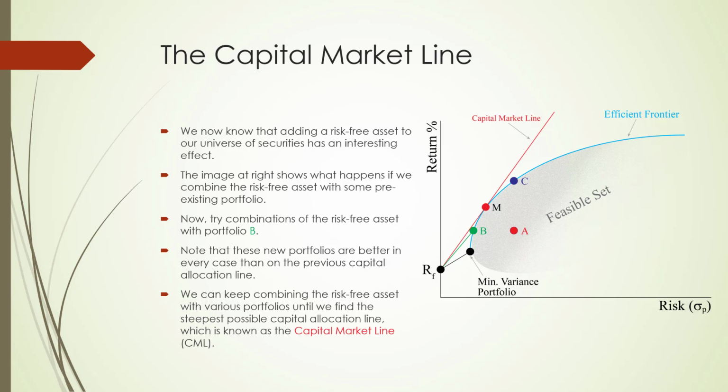And because of that, as we'll see in a second, all investors would want to own a portfolio somewhere on the capital market line. Notice also that portfolios on the capital market line are in every case better than any portfolio on the efficient frontier. That is, you get a higher return for the same level of risk.